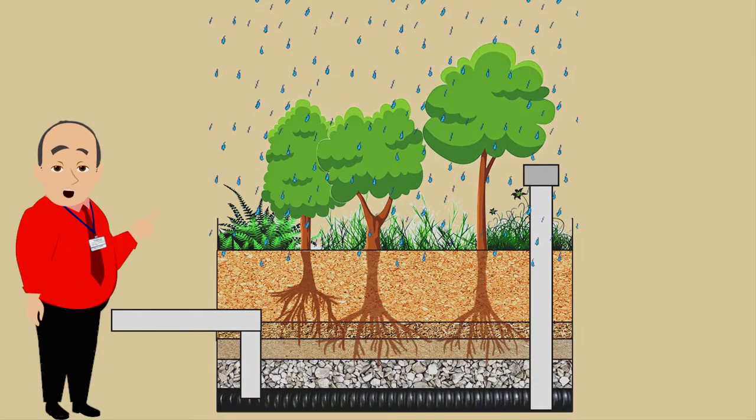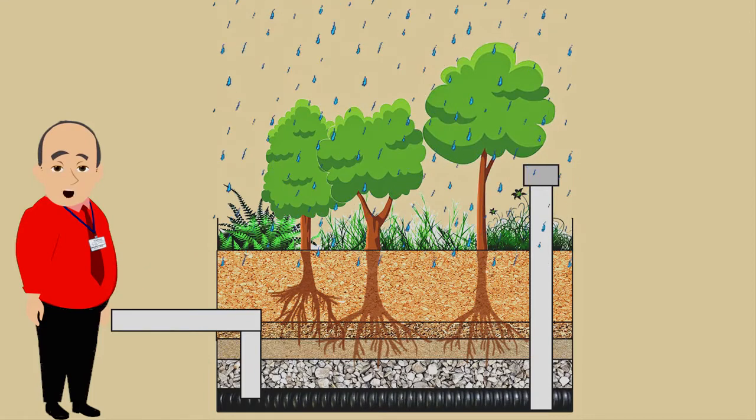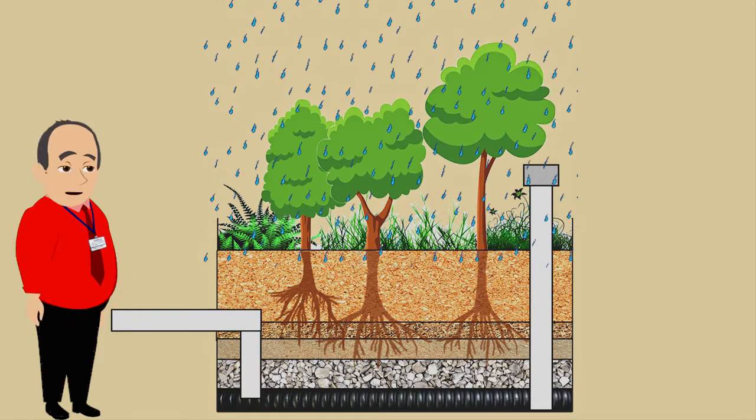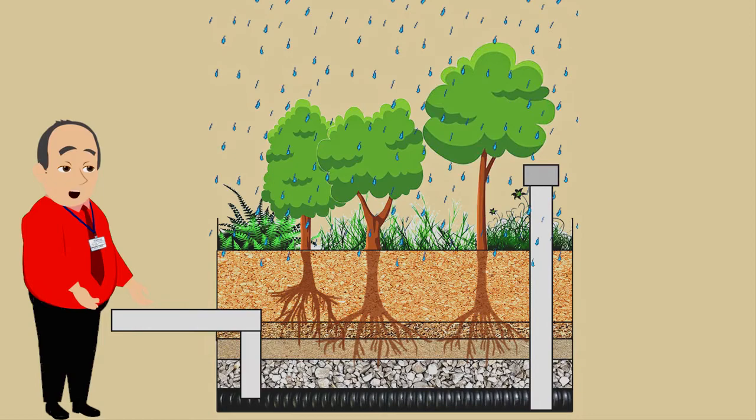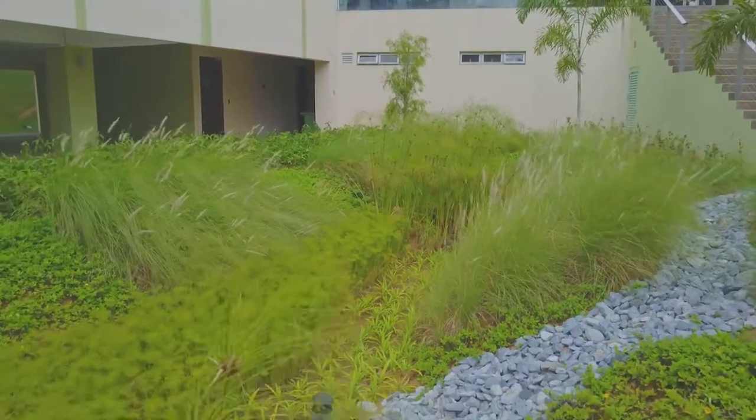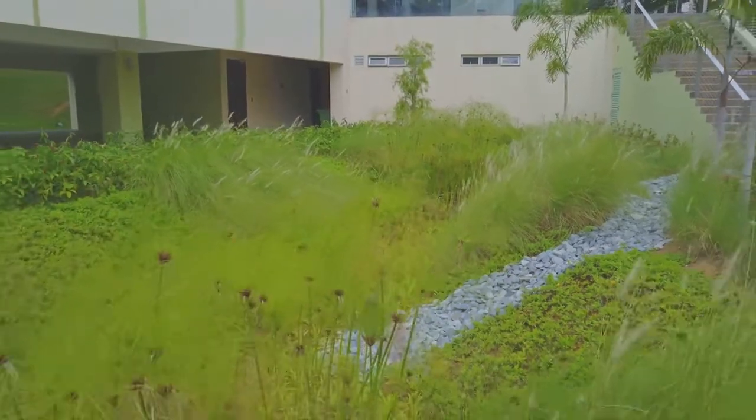So, in conclusion, we can see that the rain gardens have a dual purpose of managing stormwater runoff volume and also providing a level of treatment for the runoff. Let's now take a look at the process behind the construction of the NIE rain garden.